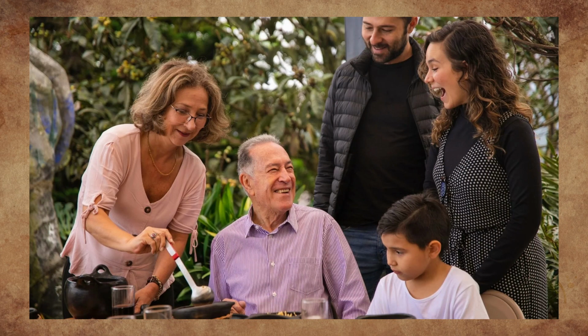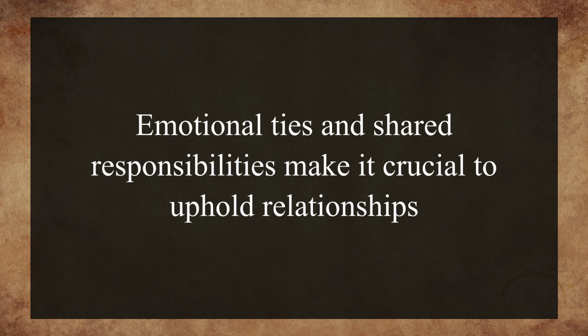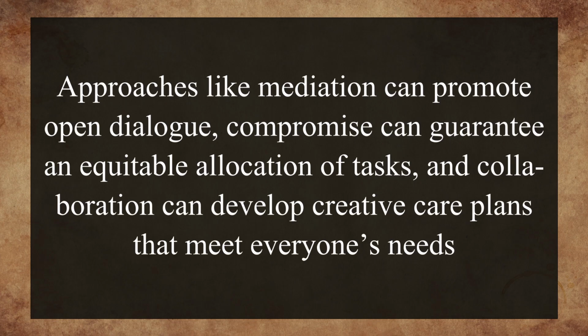In personal contexts, visualize siblings disputing over duties related to caring for an elderly parent. The disagreement stems from varying priorities and expectations. Emotional ties and shared responsibilities make it crucial to uphold relationships. Approaches like mediation can promote open dialogue. Compromise can guarantee an equitable allocation of tasks, and collaboration can develop creative care plans that meet everyone's needs.